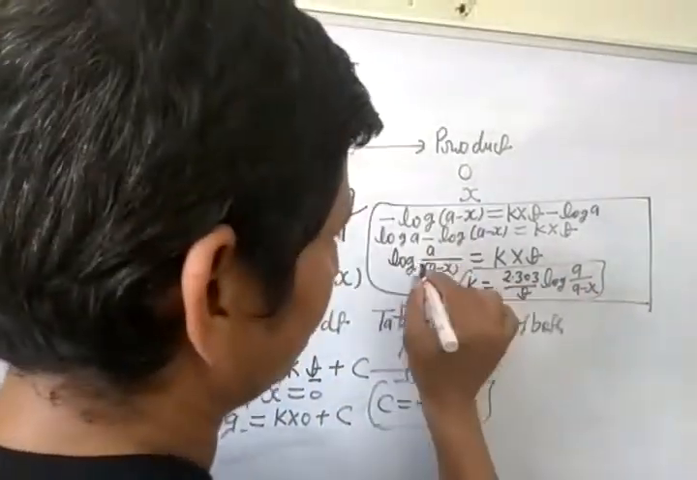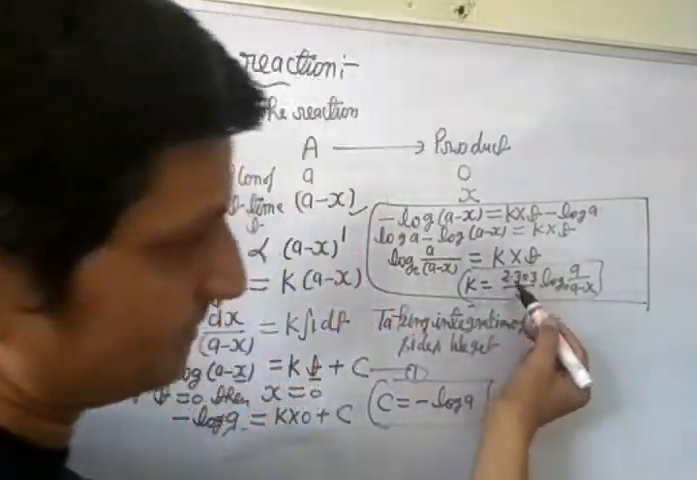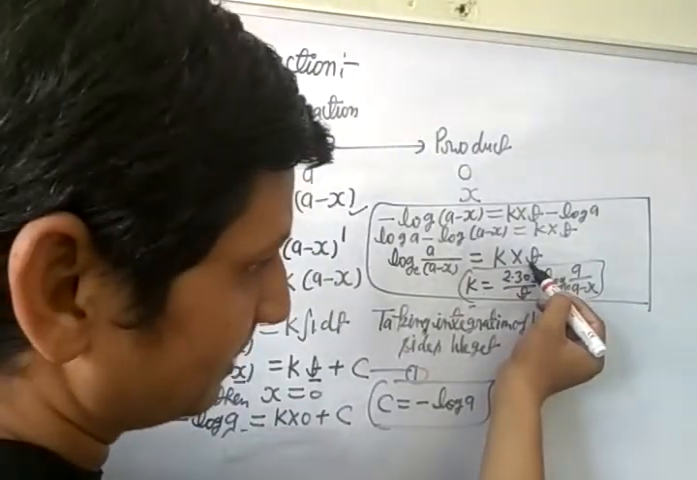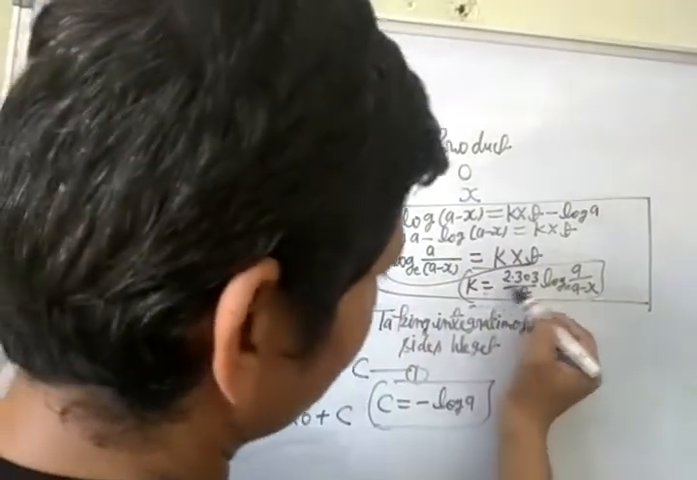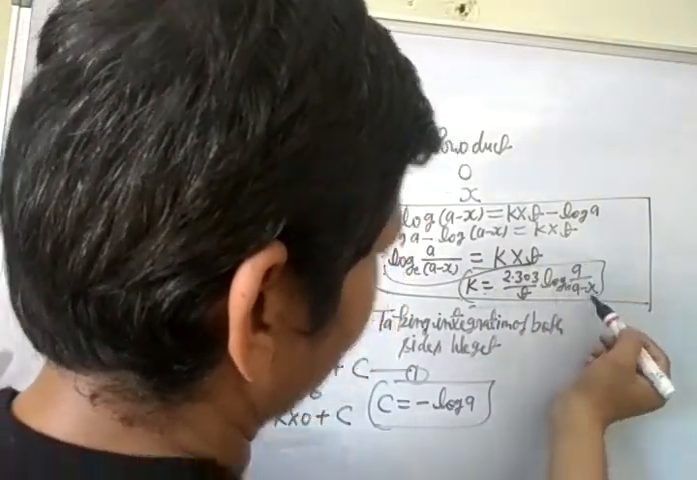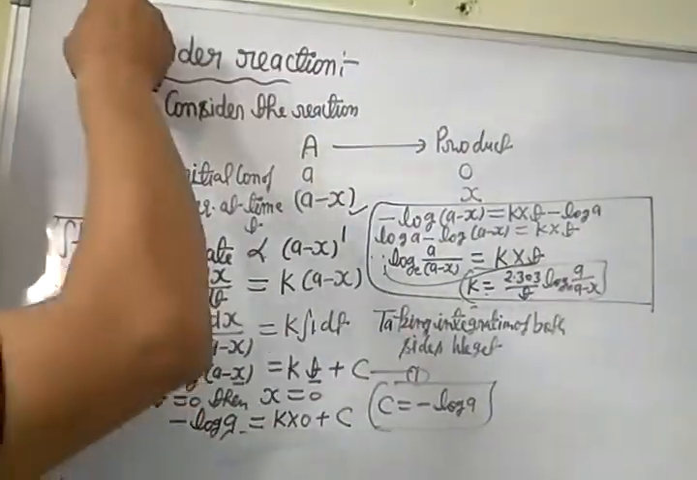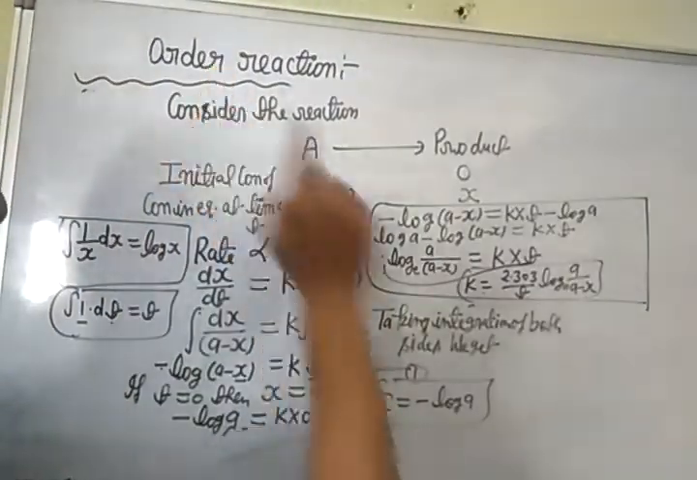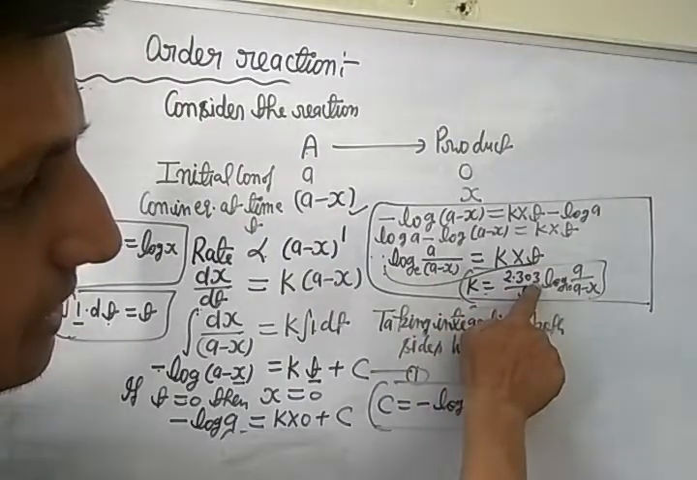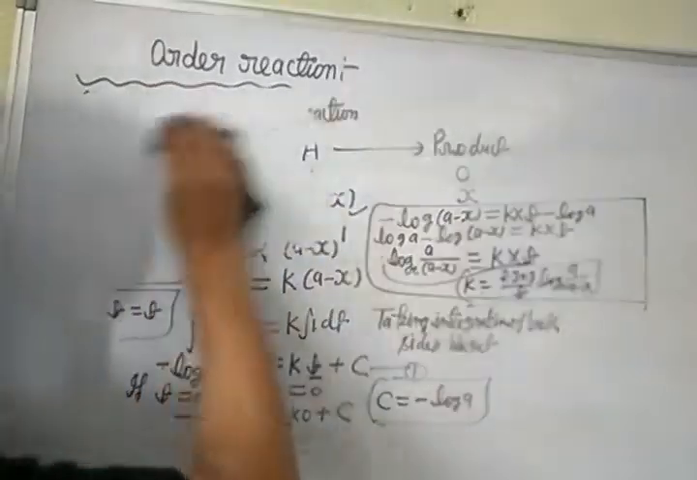Here the base is e. When we convert it to base 10, we have to multiply by 2.303. So k is equal to 2.303 upon t log a upon a minus x. Okay students, the next topic is second order reaction. The rate constant for a first order reaction is k equals 2.303 upon t log a upon a minus x.